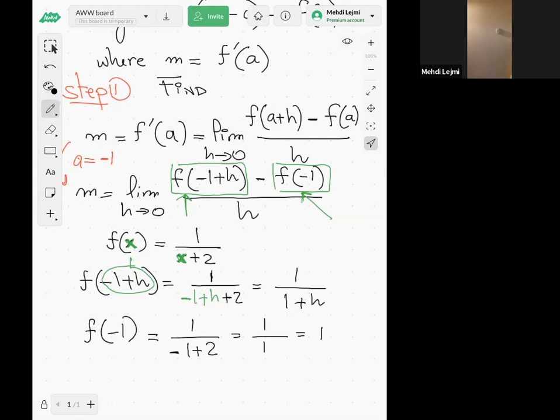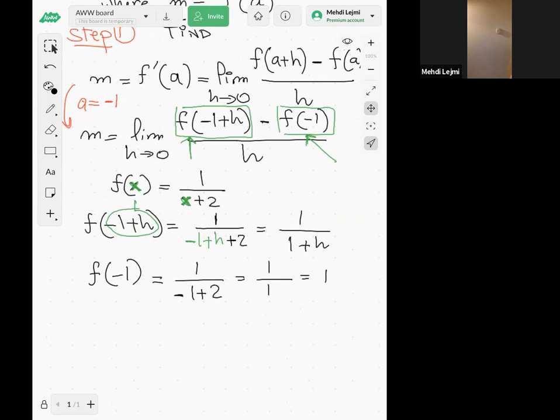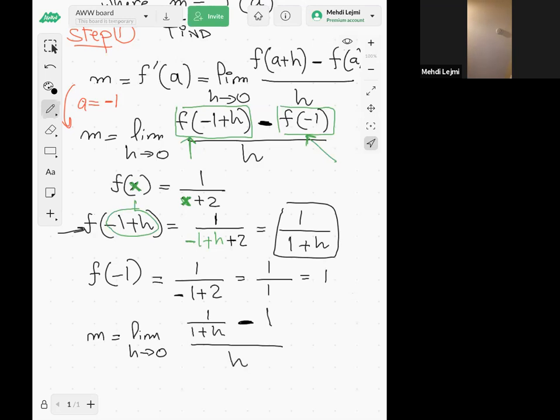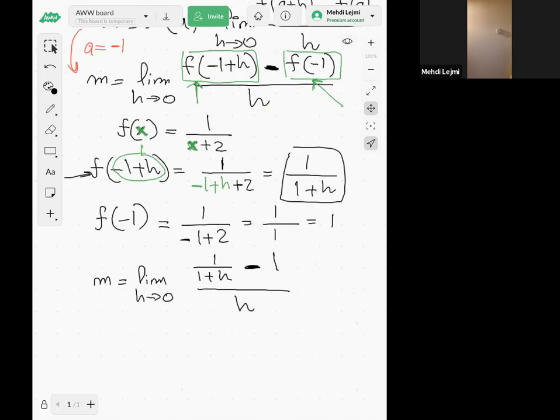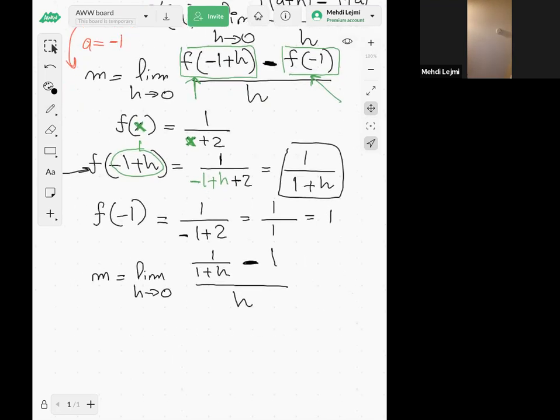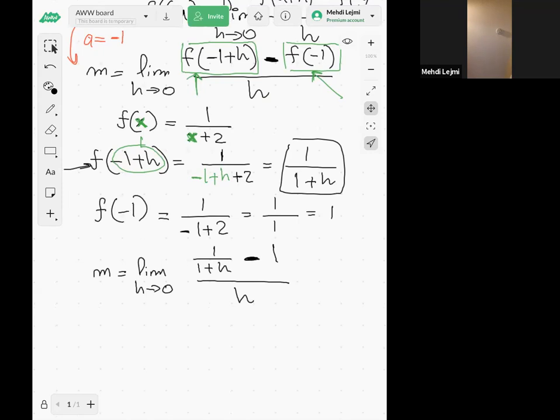Okay, now I can compute my m. My m would be the limit, h going to zero, of f of negative 1 plus h, which we said is 1 over 1 plus h, and then there's this minus f of negative 1, which is positive 1, so minus 1. And the whole thing, of course, over h. If you just replace h by zero here, you're going to have zero over zero. That would be an indeterminate form, so we have to simplify this expression first.